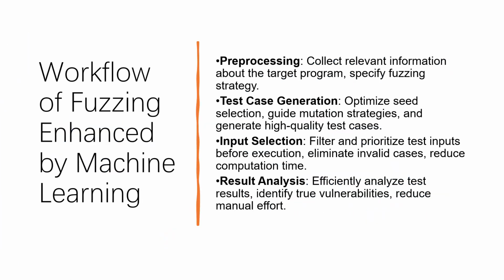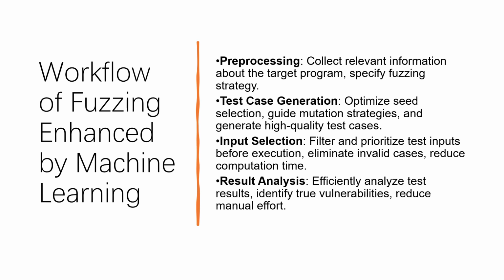Workflow of fuzzing. To understand how machine learning can enhance fuzzing, let's look at the workflow of fuzzing and how each stage can benefit from machine learning techniques. The workflow of fuzzing can be divided into four main stages: preprocessing, test case generation, input selection, and result analysis.